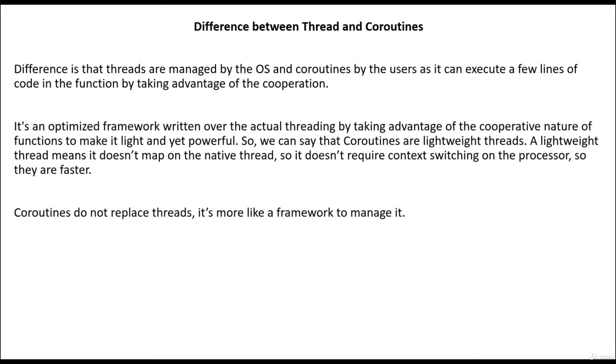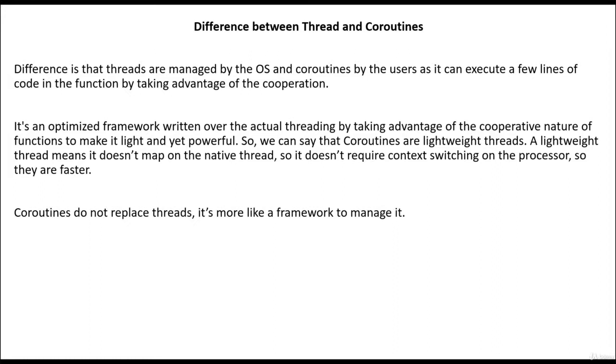And we can also say a coroutine is an optimized framework written over the actual threading, taking advantage of the cooperative nature of functions to make it lightweight as well as powerful. So we can say that coroutines are lightweight threads. Lightweight means that it doesn't map onto your native thread, so it doesn't require context switching on the processor, which means they are faster. And a coroutine does not replace the thread; it's just a framework to manage your threads more efficiently.